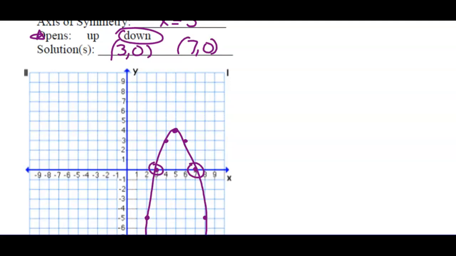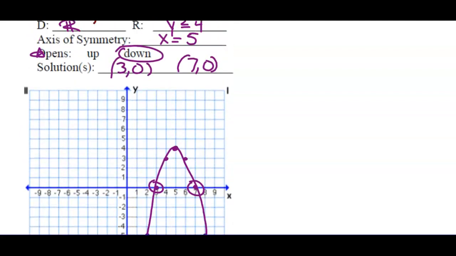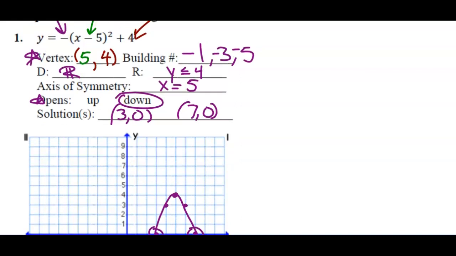Yep. So my solutions are found where it crosses the x-axis. Okay? I'll scroll in a second. You need to circle both of those. It would be best that way, so I know you have a solution. Make sure you write them down in ordered pairs.